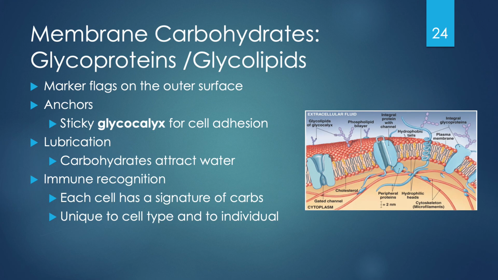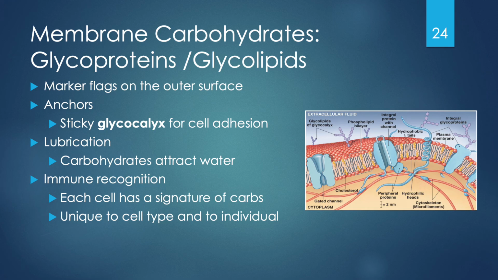Let's talk about membrane carbohydrates now. Probably two of the most important are going to be glycoproteins and glycolipids. If you look at the image on the right, which is figure 3-2 in your text, you'll see that these purple branching structures sticking out from the exterior surface of the cell membrane into the extracellular fluid are glycolipids of the glycocalyx, right?